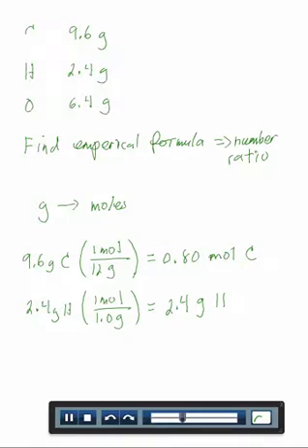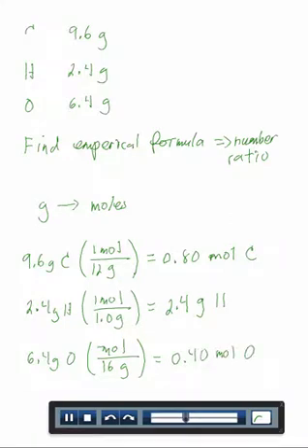Then we calculate oxygen. So we have 6.4 grams of oxygen. And from the periodic table, 1 mole weighs 16 grams. And so that's 0.4 moles of oxygen. So now we have a number ratio. You'll notice they're not whole numbers.